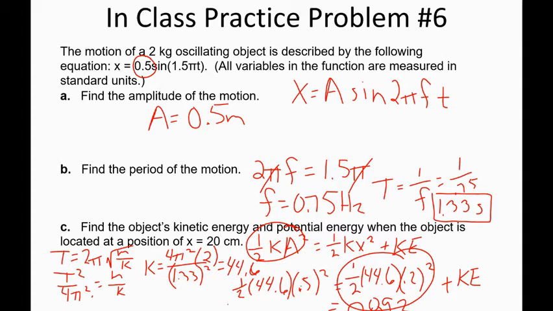And my total mechanical energy is going to be equal to one half 44.6 times 0.5 squared. I'm going to find the difference there, and I end up getting my kinetic energy is going to be equal to 4.68 joules. Okay.